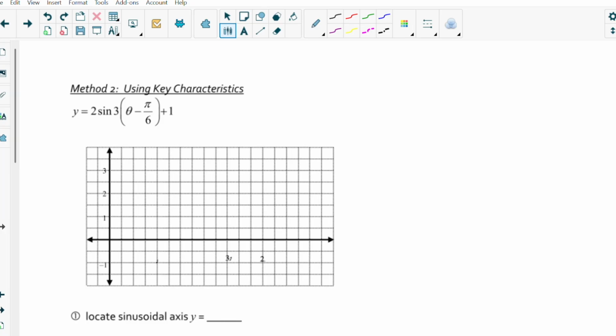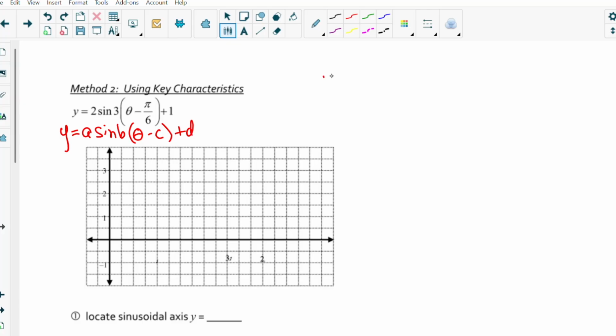Okay, method 2 for sketching this transformation. So this is the same transform function, except I'm using radian values. Okay, so you'll notice the transformations are the same, except this is in radians. So let's get some practice using radians. Okay, so quick review here. I'm going to put this into the form y equals a sine of b theta minus c plus d.